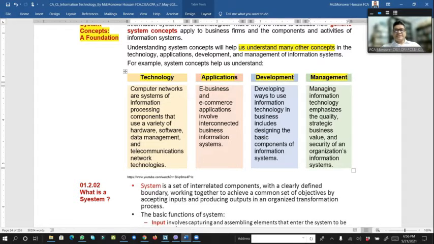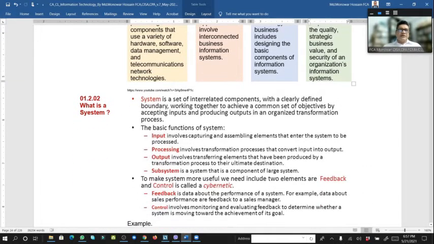And application: e-business and e-commerce. E-business and e-commerce are different things, and e-business is broader. E-commerce is a part of e-business. Application involves interconnected business information systems. And development: developing ways to use information technology in business includes designing the basic components of an information system. And management: managing information technology emphasizes the quality, stressing business value, and security of the organization's information system. So technology, application, development, management, all we will understand from here.